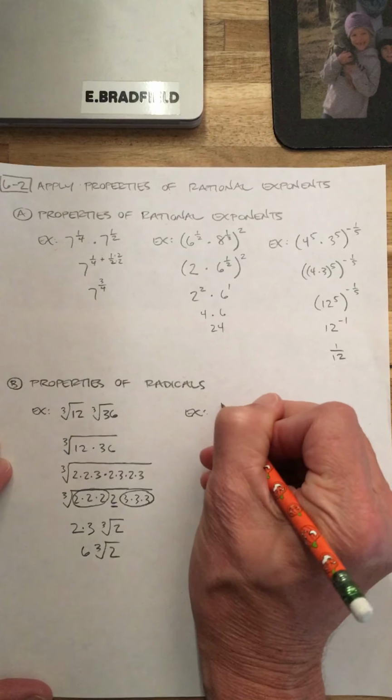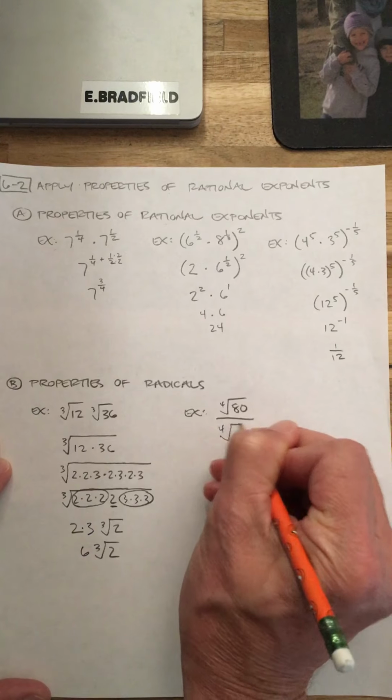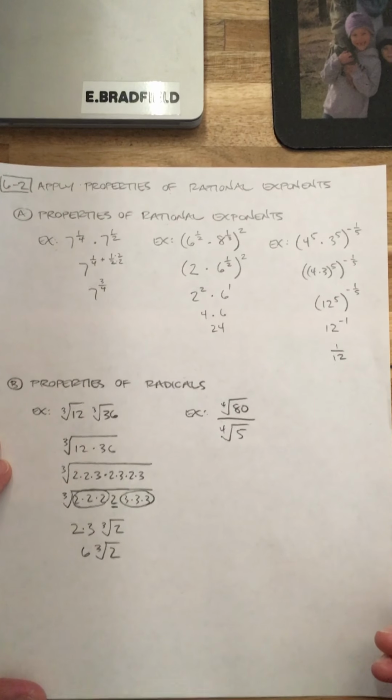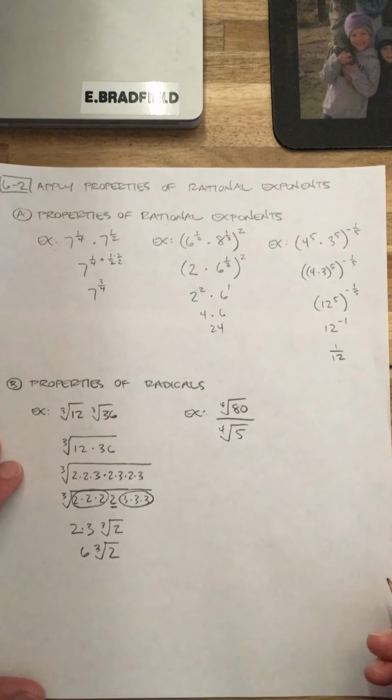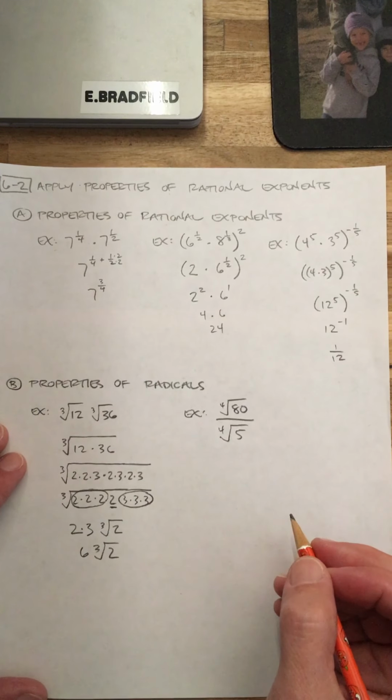Let's try this one really quick. We have the 4th root of 80 divided by the 4th root of 5. And this one might look kind of imposing, but it's actually not going to be that bad. Notice I'm taking the 4th root of both of those numbers.